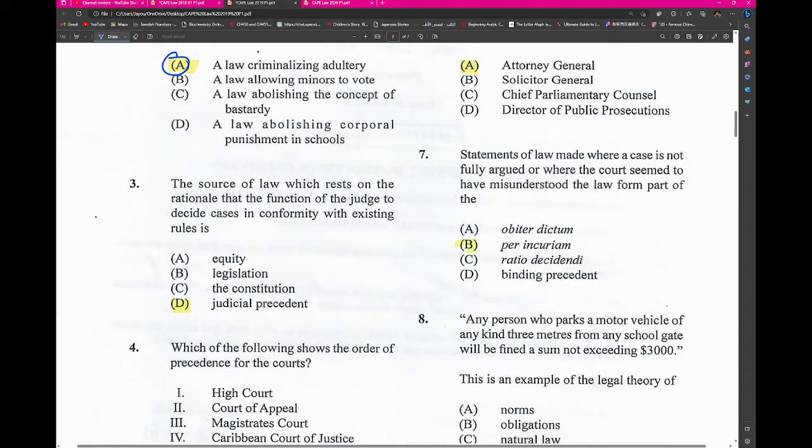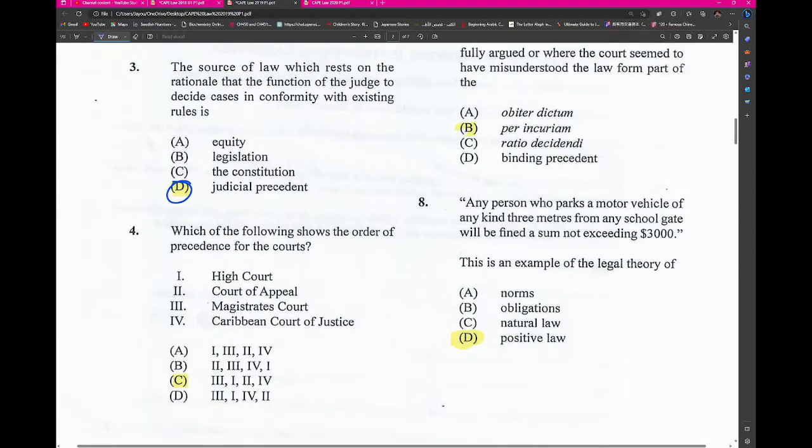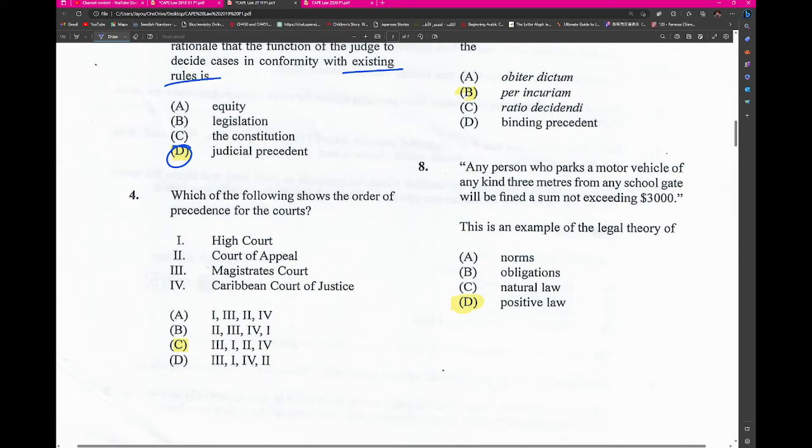The source of law which rests on the rationale that the function of the judge is to decide the cases in conformity with existing rules. This is judicial precedent, existing rules, stare decisis. Which of the following shows the order of precedence in the courts?